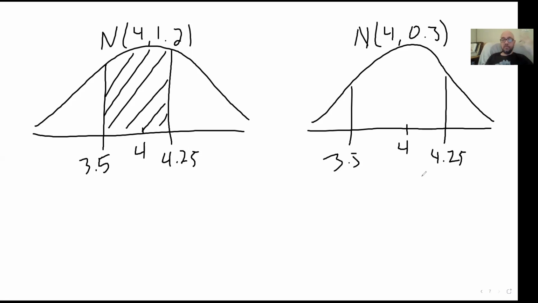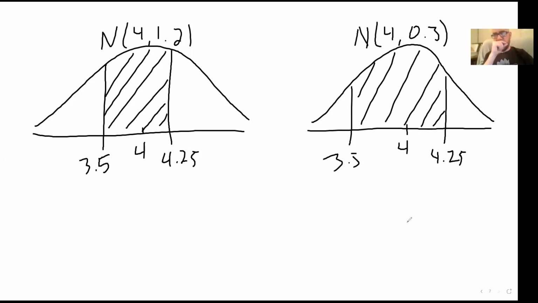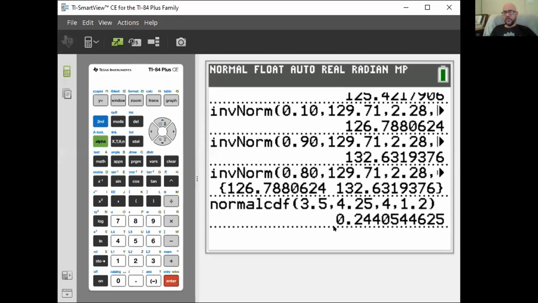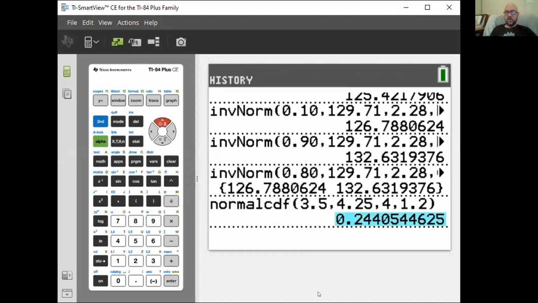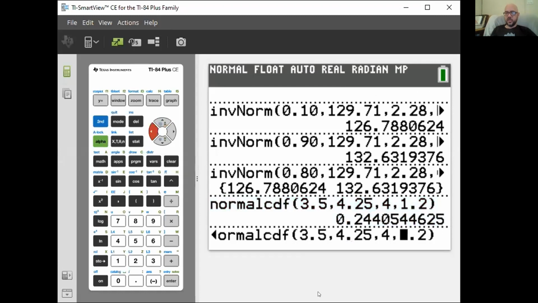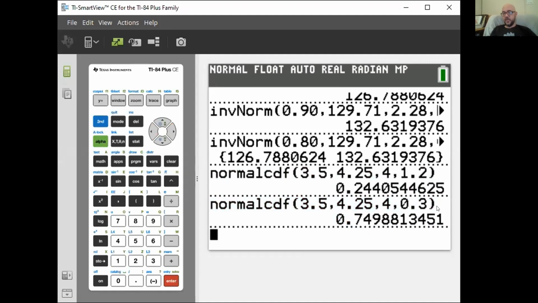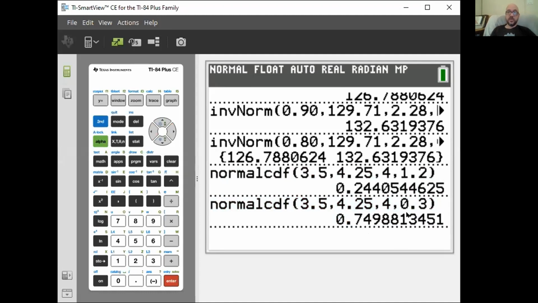So operationally, we're basically doing the same thing, right? I'm looking for a very similar area. So I'm just going to do normal CDF from 3.5 to 4.25 with a mean of 4 and a standard deviation of 0.3 instead of 1.2. Let's go here. Same thing, right? In fact, if you want to cut down on the work a little bit, you could do this and just change this to 0.3. That's literally the only thing that changed here. The number is a lot bigger, about 75%, because we had to go so many more standard deviations, because the standard deviation was so much smaller.